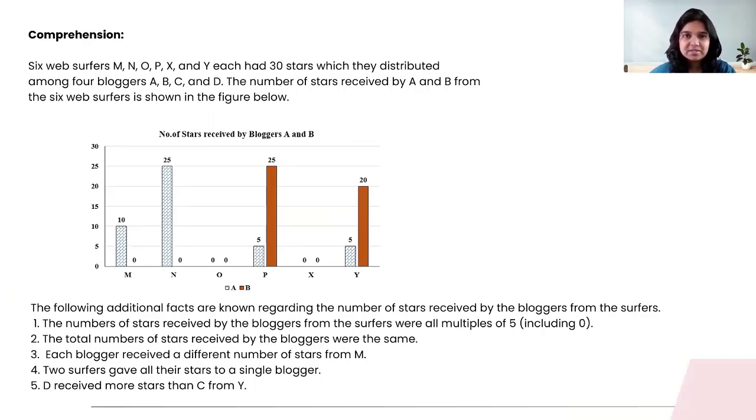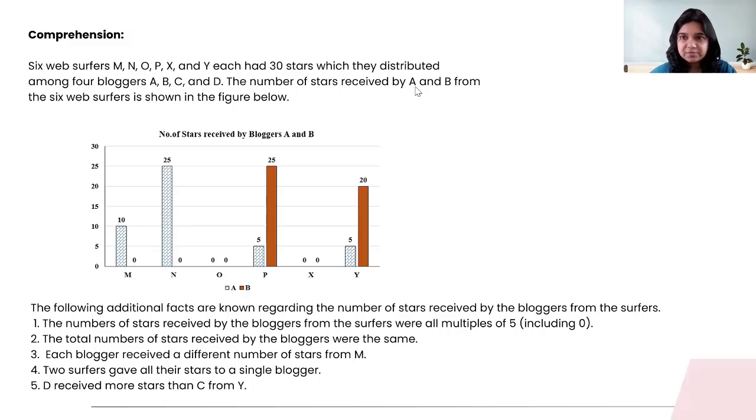Let's read the information, let's read all the questions that followed the set, and then let's get on with the solving of the set. 6 web surfers, M, N, O, P, X, and Y, each had 30 stars, which they distributed among 4 bloggers, that is A, B, C, and D. Now, if you take a look at the first glance, we have information about A quite a bit, and some information about B. There is no information about C and D in this particular bar graph as of now.